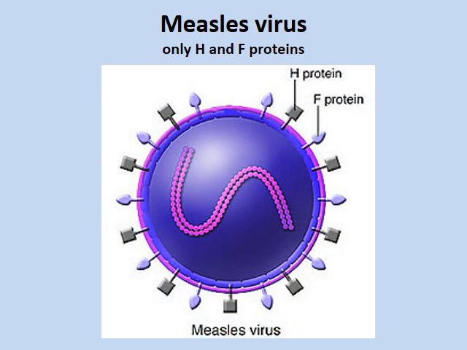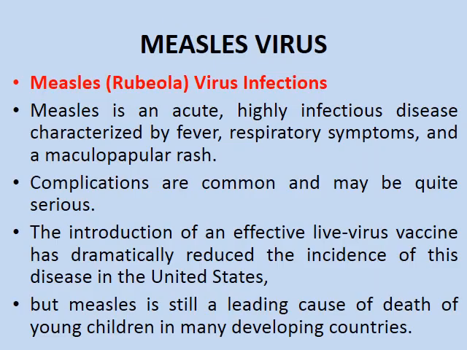It has only hemagglutinin and fusion protein spikes, no HN. This is a picture of measles virus. Measles is an acute, highly infectious disease characterized by fever, respiratory tract symptoms, and very importantly maculopapular rash. Complications are common and may be quite serious.